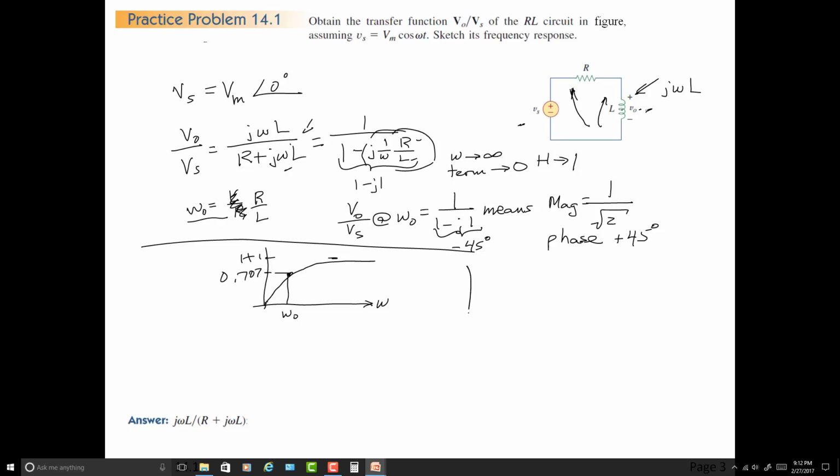Phase angle, as a function of frequency, we've got these same interesting points. Here's our omega 0, and we know that that's 45 degrees. It's plus 45.